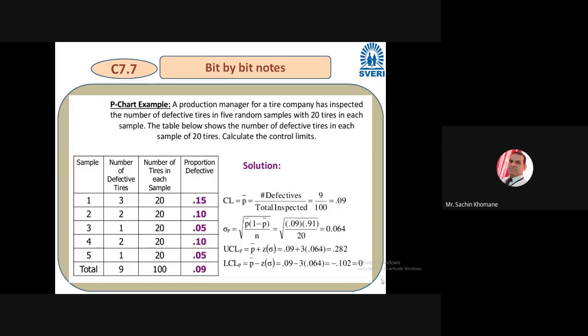Now to find out the UCL, what is the formula? P bar plus Z into sigma, right? And if you want to calculate the lower limit, P bar minus Z into sigma. What is the value of Z which we have taken in all the control charts? That is 3. And sigma you have found by calculating the square root of p bar into 1 minus p bar divided by n. That value is 0.064. Just cross verify. Is it true?